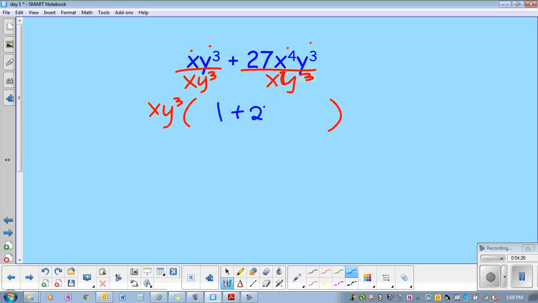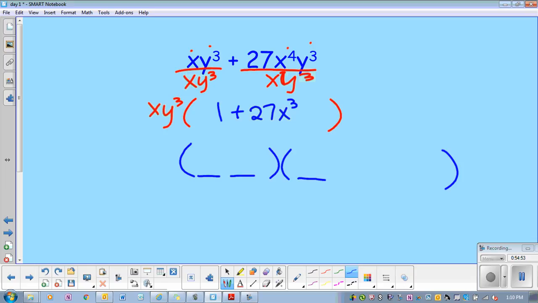Plus, well, 27 X to the 4th divided by X cubed. What happens to that Y cubed divided by Y cubed? It disappears. Alright, that goes away. That becomes 1. Okay. So there we go. We simplified it so that now inside the parentheses, that's just a regular old SOAP, right? Please pay attention to the order here.